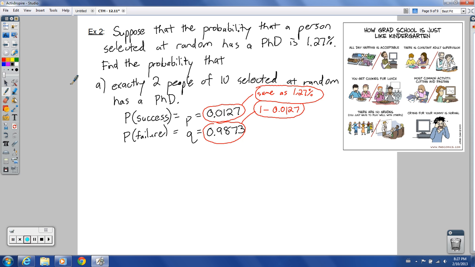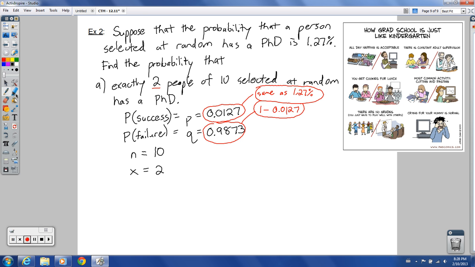Now what is n and what is x? I meant to say that x equals 2 and n equals 10 because we have 10 people to select. So n is the total number of trials. We're having 10 people, 10 trials, and of those, we're saying exactly 2 are going to be selected.